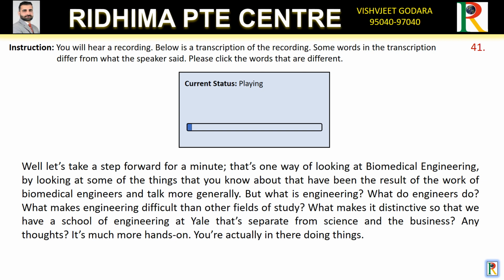Well, let's take a step back for a minute. That's sort of one way of looking at biomedical engineering, by looking at the things that you know about that have been the result of the work of biomedical engineers, and talk more generally. So what is engineering? What do engineers do? What makes engineering different than other fields of study? What makes it unique so that we have a school of engineering at Yale that's separate from science and the humanities? Any thoughts? It's much more hands-on. I mean, you're actually in there doing things.